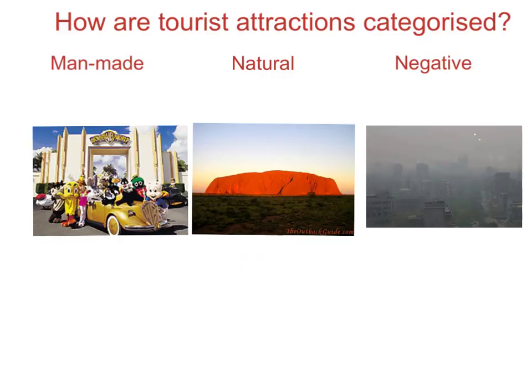Lastly, something that you actually don't want is a negative attraction. So a negative attraction is an attribute of an area that makes people choose not to visit a location. For example, crime or pollution. So a lot of people actually don't want to visit China because they know that there's a high level of pollution there and people actually have breathing difficulties going there. So some people might choose not to visit China because of the pollution, and that's what a negative attraction is.